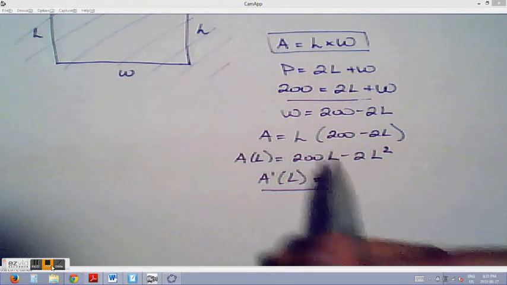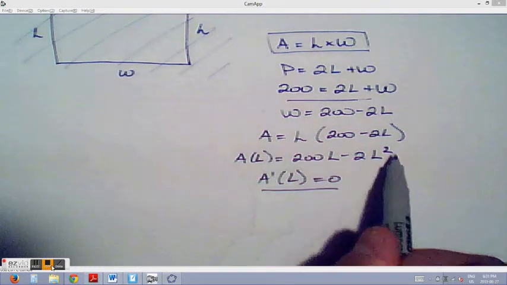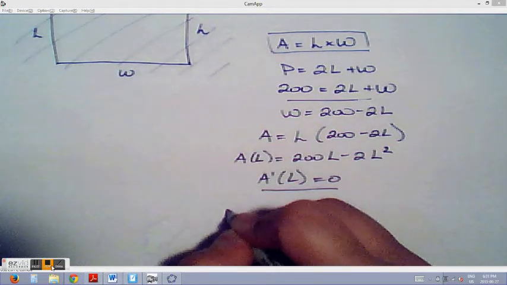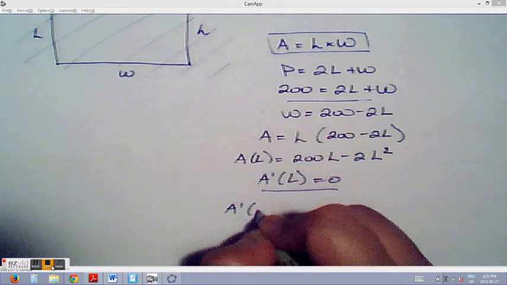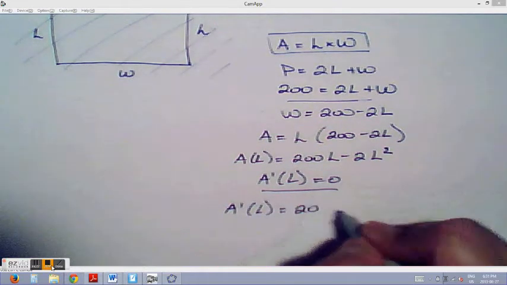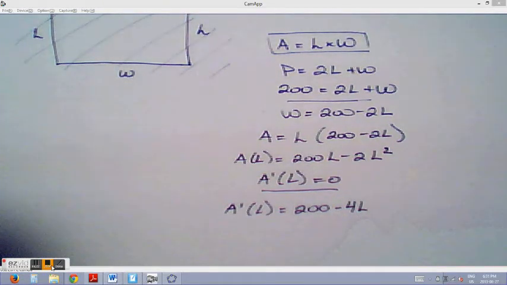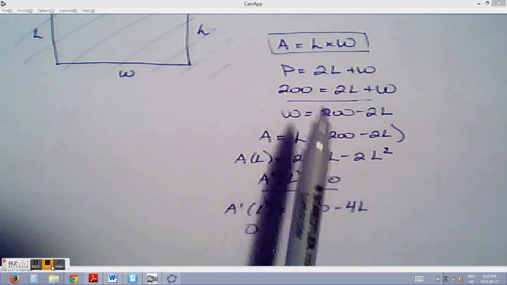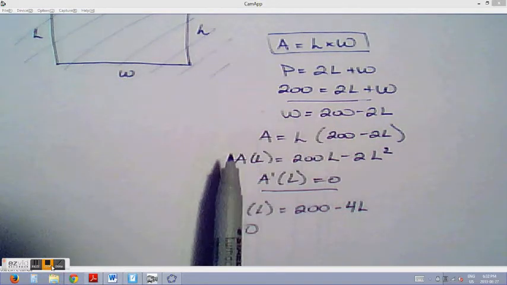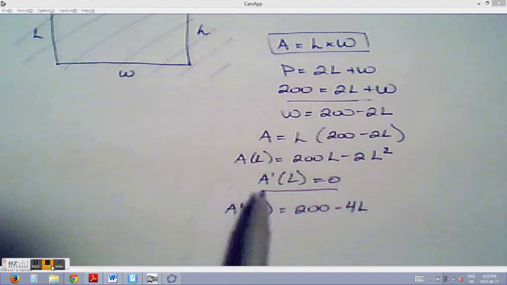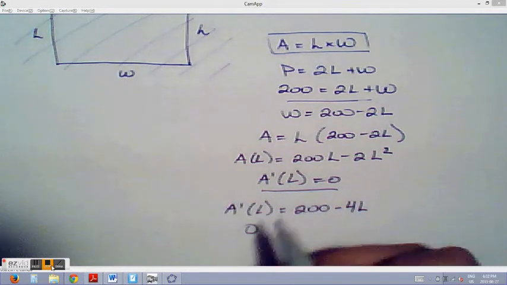So I want to take the first derivative of the area with respect to L. A prime at L is equal to 200 minus 4L. To find the maximum, I want to set the derivative equal to 0. This is always your goal: take the first derivative, come up with two equations, eliminate one of the variables. Then you have a function with respect to the other variable, find the derivative and set it equal to 0. Those are always the steps.